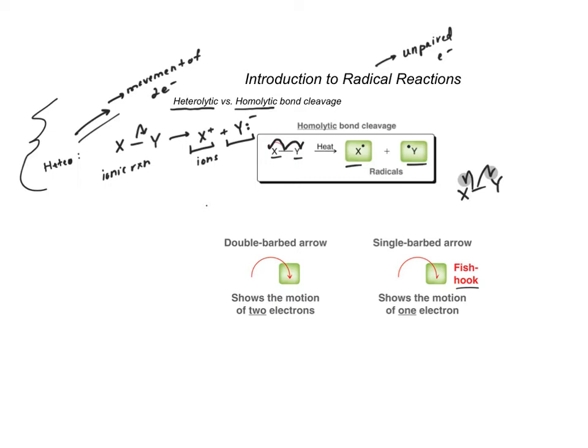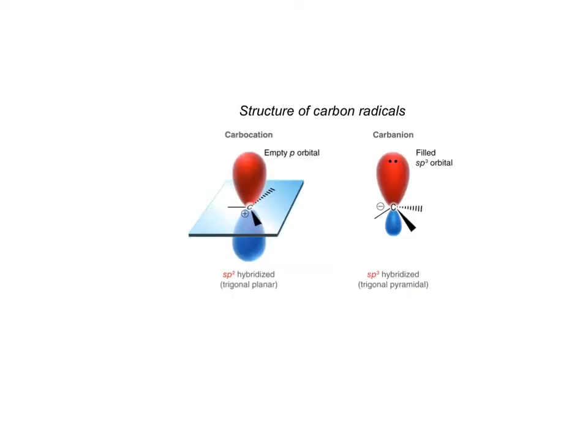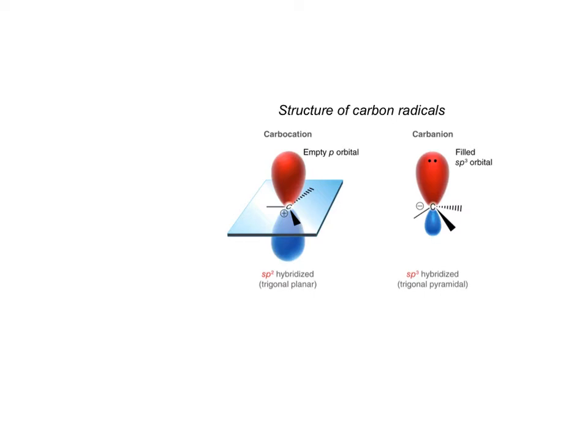Okay, so now let's talk a little bit about radicals in terms of carbon-based radical species. Let's say that we had a carbon-based radical species. So let's say we had a carbon that had 3 bonds to it, right? So we had 3 bonds.